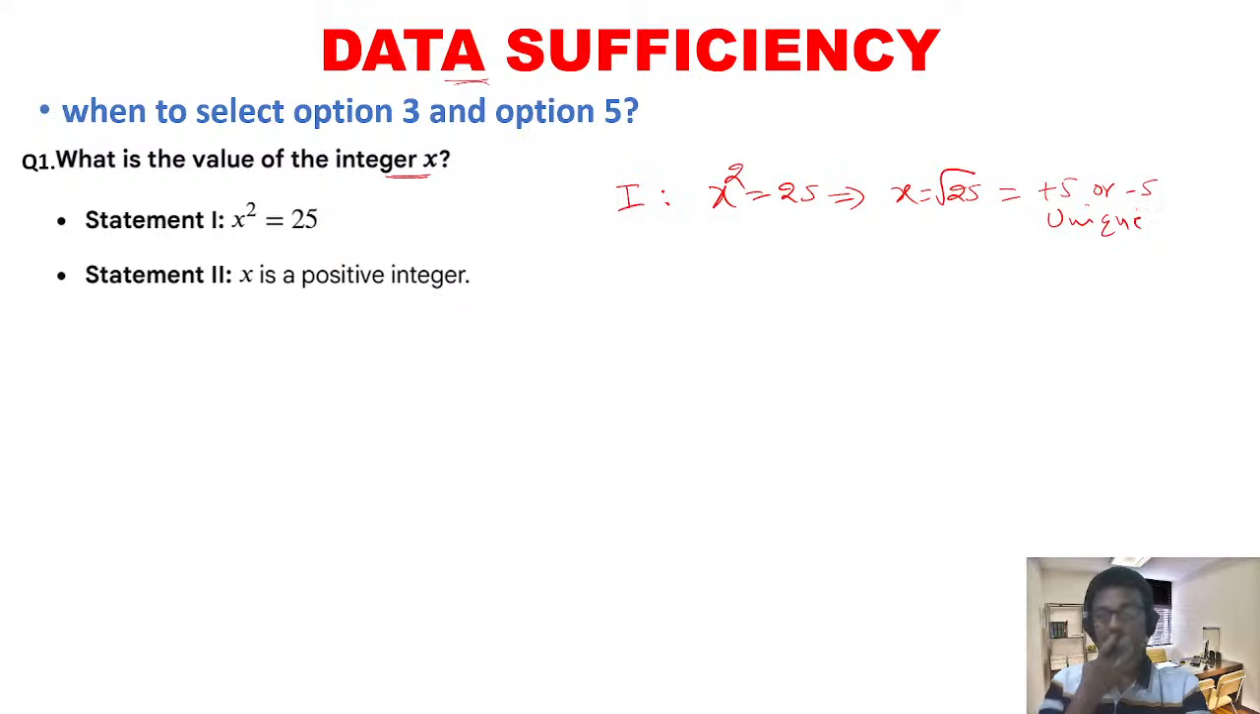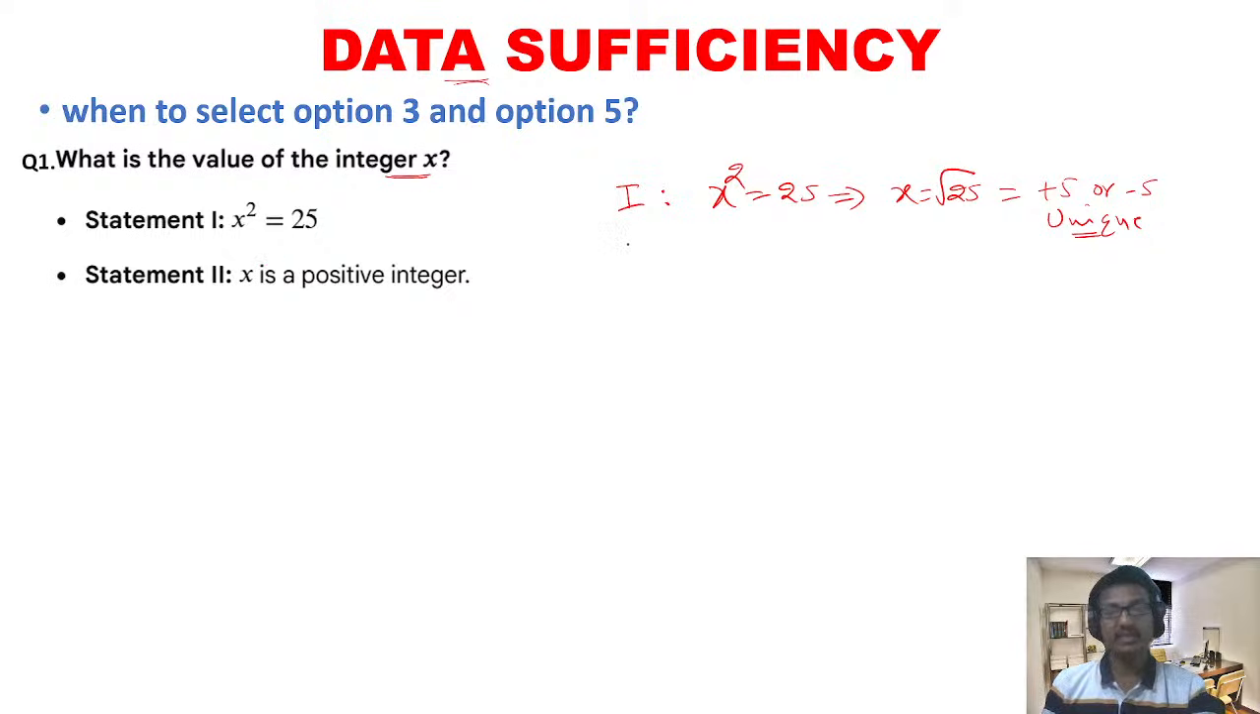So which one to select? Either +5 or -5. That means you are unable to arrive at a unique solution, and that's why statement 1 is insufficient to get the answer.